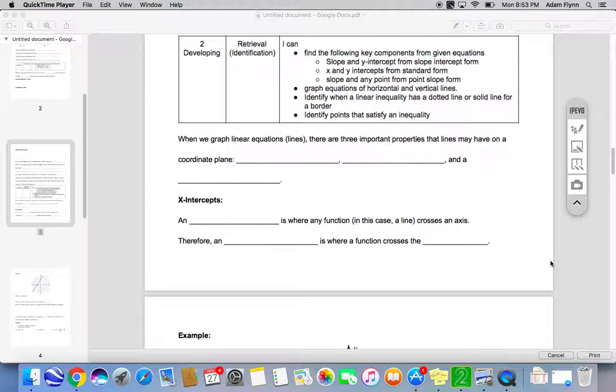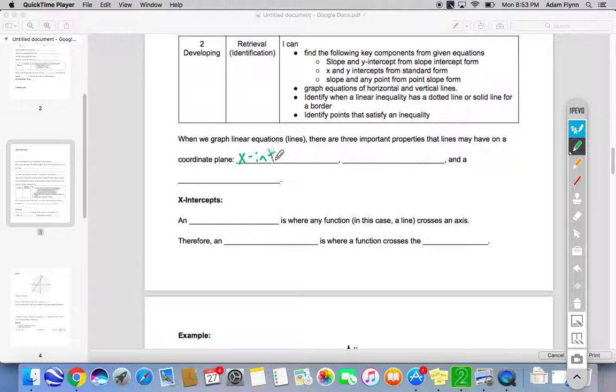Welcome to A2 Graphing Lines X-Intercept video. So, when we graph linear equations, also known as lines, there are three important properties that lines may have on a coordinate plane. They may have X-intercepts, a Y-intercept, and a slope. And we'll discuss all three of these in the coming videos, but for this one we'll deal with just X-intercepts.